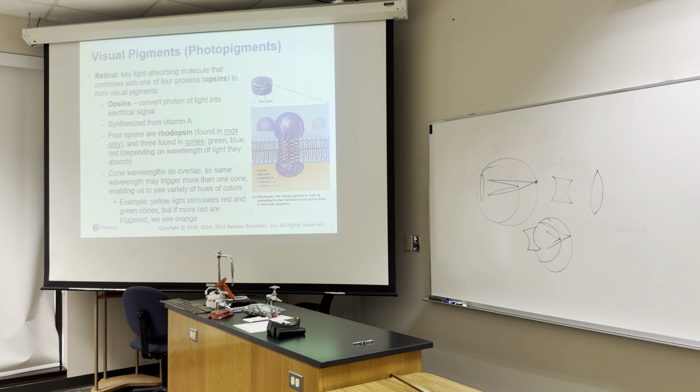Red, green, and blue. But we see burgundy, we see purple, we see orange, we see sky blue, we see different colors. How do we see that? The reason we see that is based on the combination. So yellow light stimulates the red and green cones, but if more red are triggered, then we see orange.